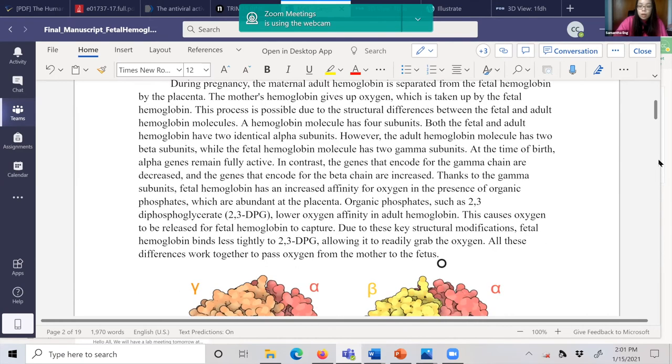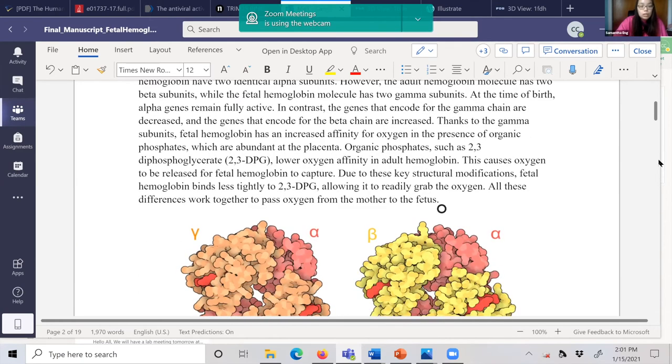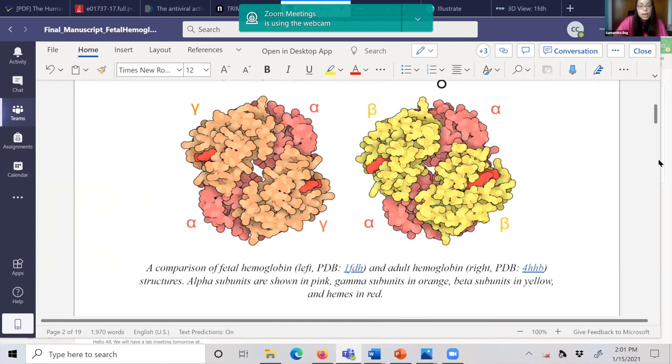And this is our first figure. It's a comparison of fetal hemoglobin, which is shown on the left, and adult hemoglobin, which is shown on the right. Alpha subunits are shown in pink, gamma subunits in orange, beta subunits in yellow, and hemes in red.